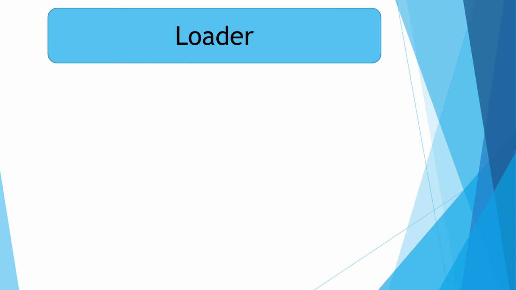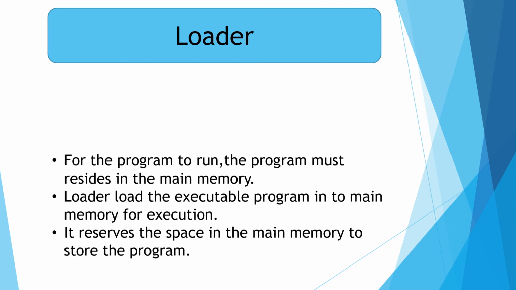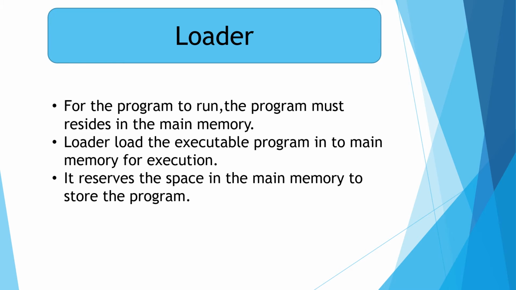Now the second software is the loader. For a program to run, that program must reside in the main memory. So the loader loads that executable program into the main memory for execution. It reserves space in the main memory to store that program for execution, and this happens at execution time. So the role of the loader is to load the program for execution in main memory space.